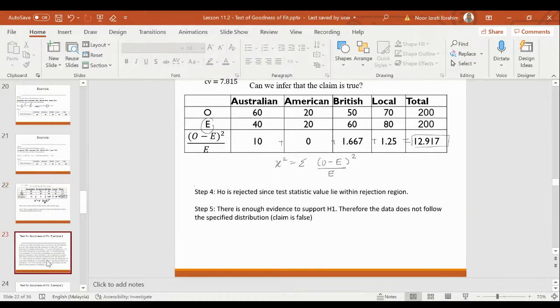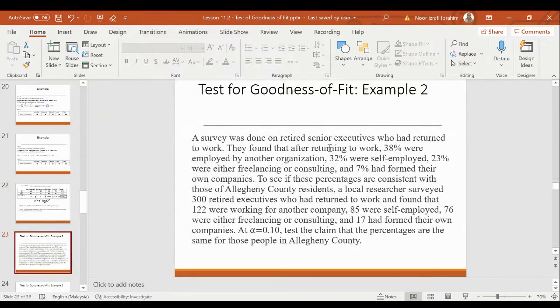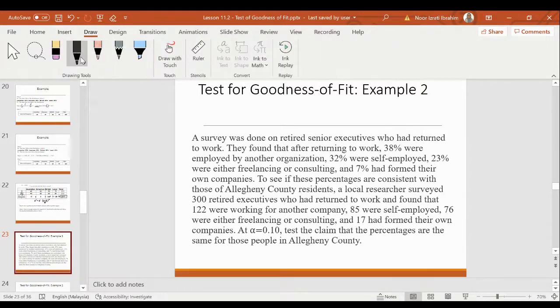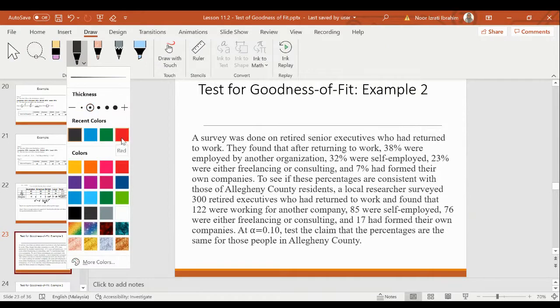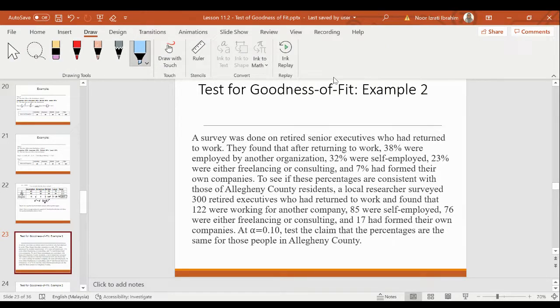Let us look at another example. For this one, a survey was done on retired senior executives who had returned to work. They found that after returning to work, 38% were employed by another organization, 32% were self-employed, 23% were either freelancing or consulting, and 7% had formed their own companies.